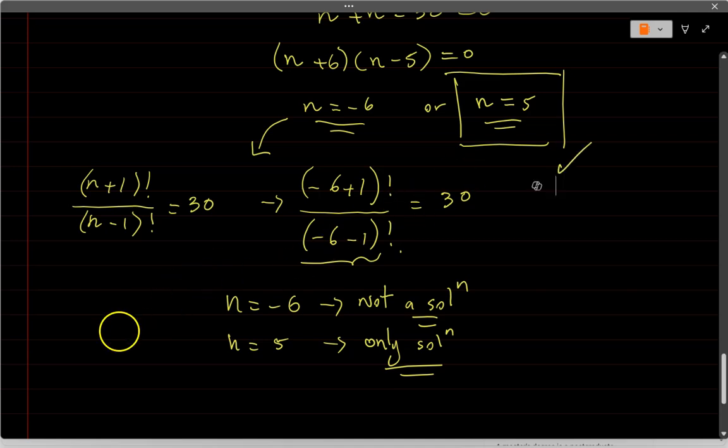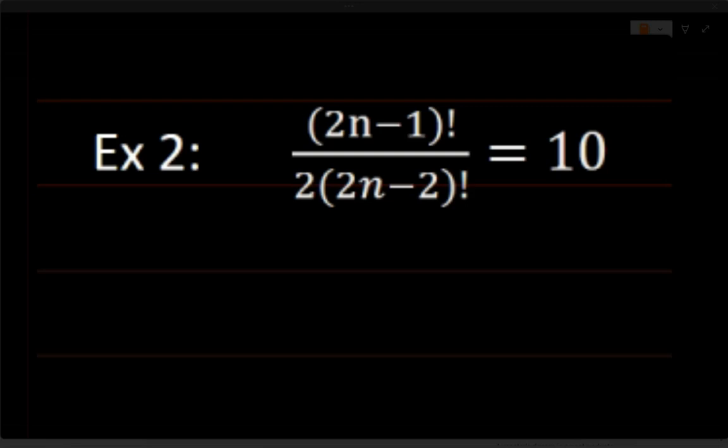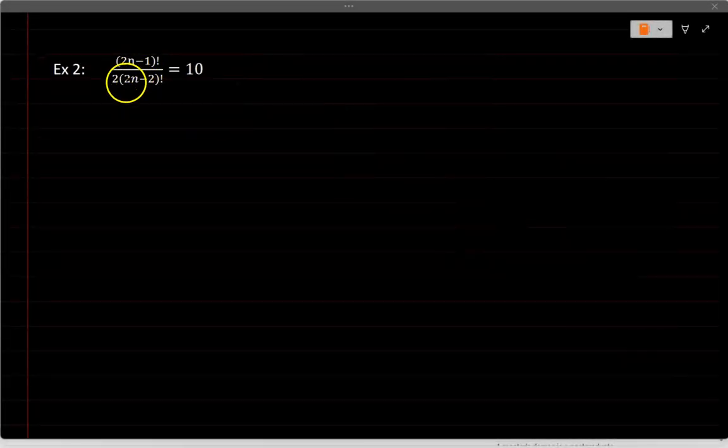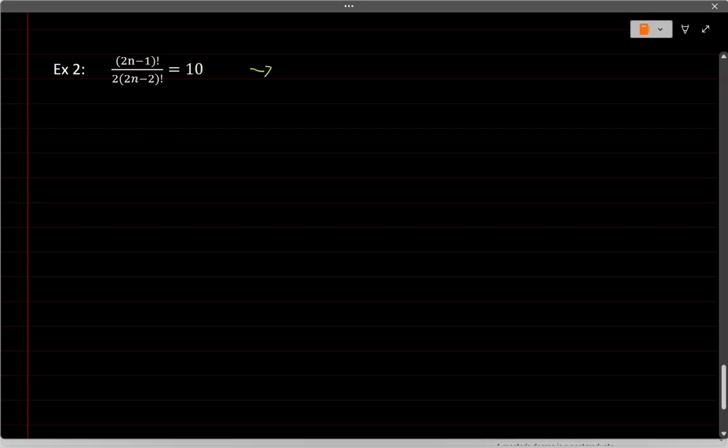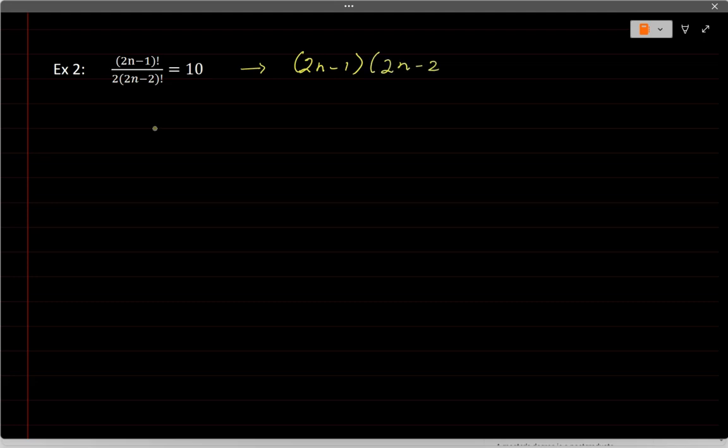All right, let's look at the second question. So we have this equation. Again, which one of the two, in the numerator and the denominator, is bigger than the other one? Well, 2n minus 1 is bigger in value than 2n minus 2, so we're going to break the top down. We get (2n minus 1) times (2n minus 2) factorial, remember, descending by 1. And then the denominator is 2 times (2n minus 2) factorial.